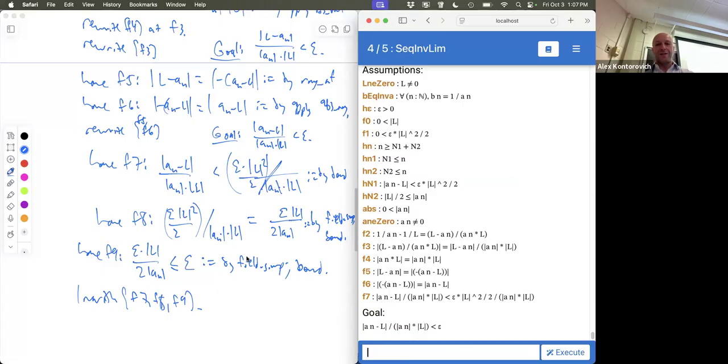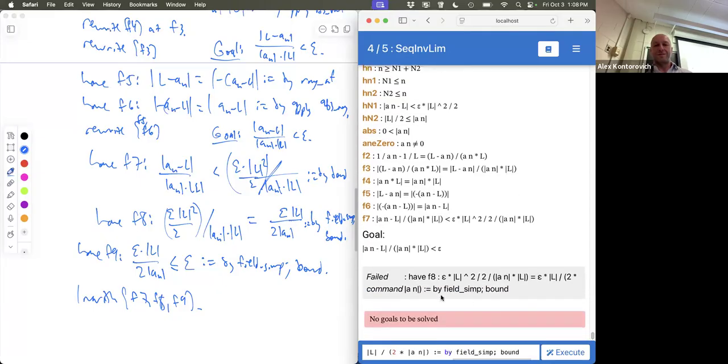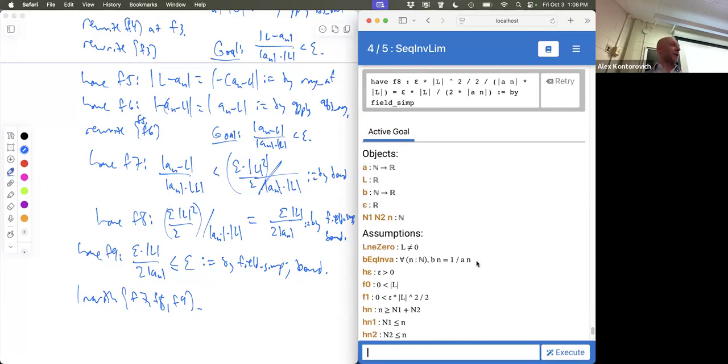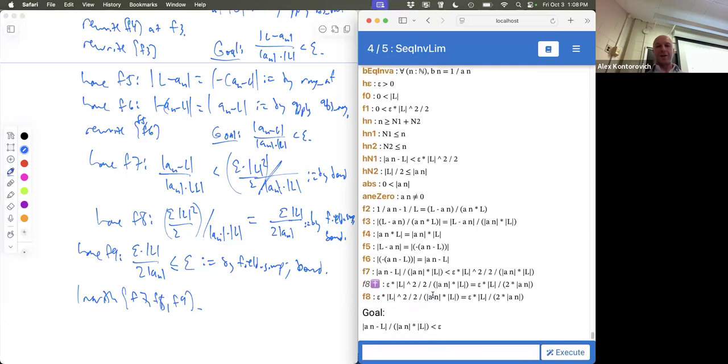And now let's do F8. F8 is that this left-hand side, that's an equality. Equalities are somehow much easier than inequalities. So I'm just going to kill one L on top and bottom. And I'm going to clean up this 2 into division. And that should just be by field simp, please. Maybe. Oh, yeah, and a call to bound, because oh, no goals need to be solved because field simp already did it. Fine. I didn't need that trailing bound. Field simp already cleared it.